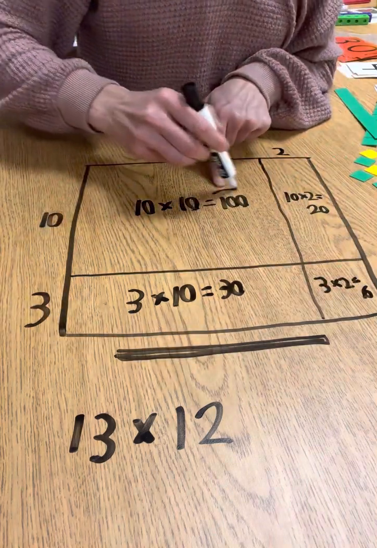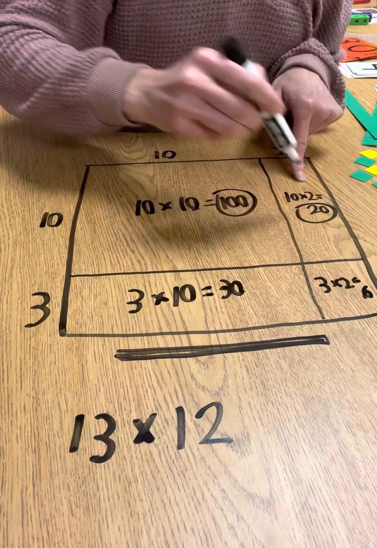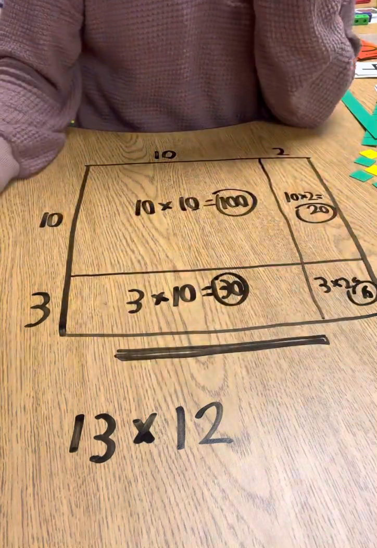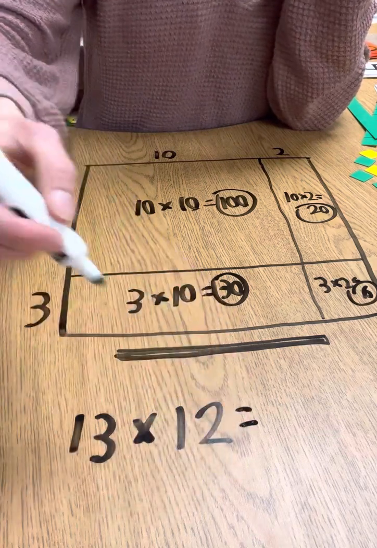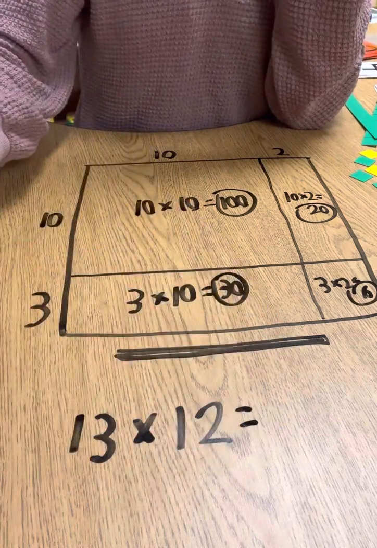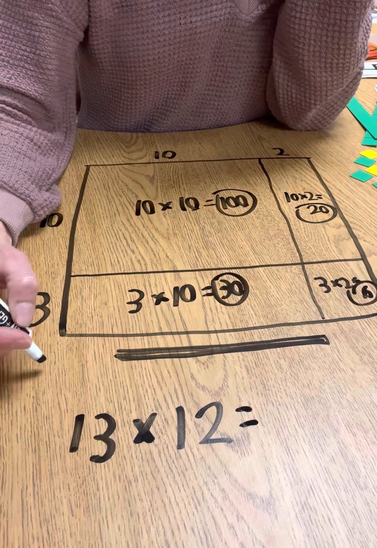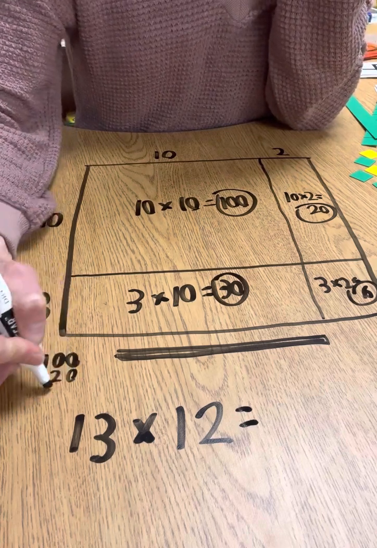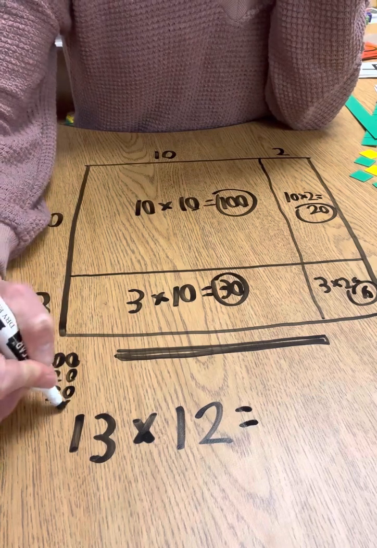Now I have one section with 100 seats, one section with 20 seats, one section with 30 seats, and one with 6. So I need to really think about adding these up, right? To figure out how many I have all together. So I'm going to go ahead and try to write this. I have 100, I have 20, I have 30, and I have 6.